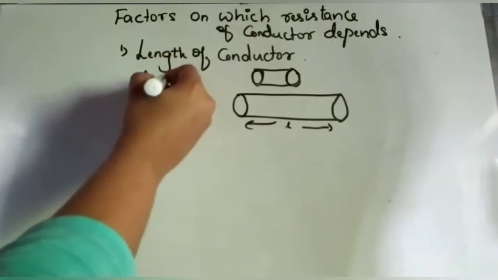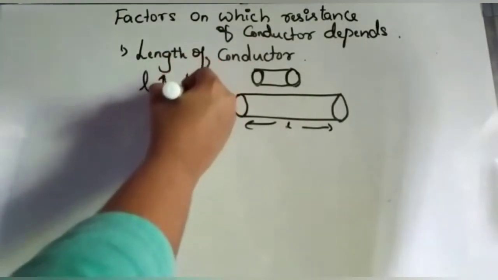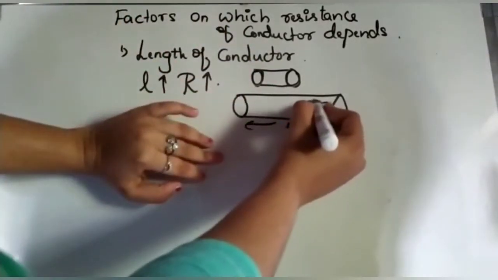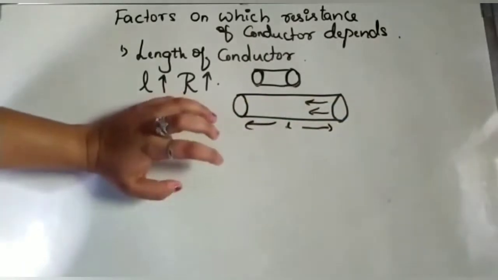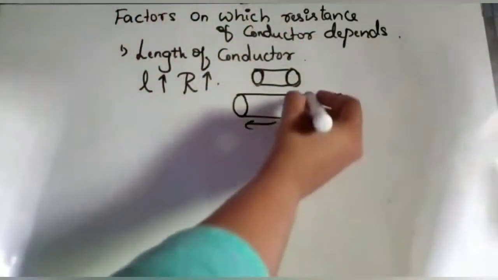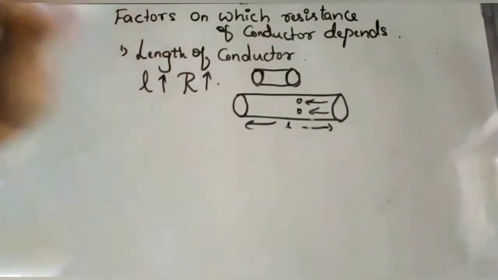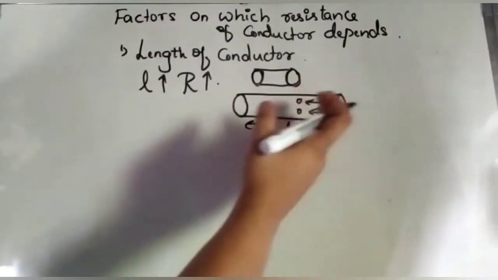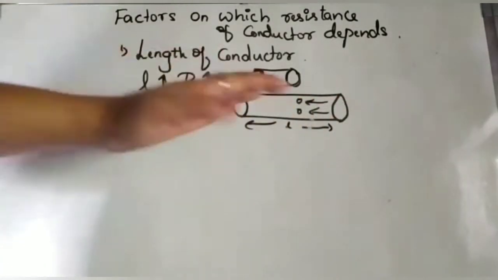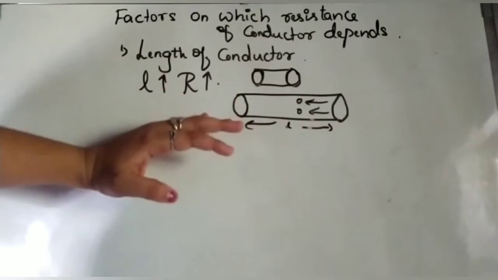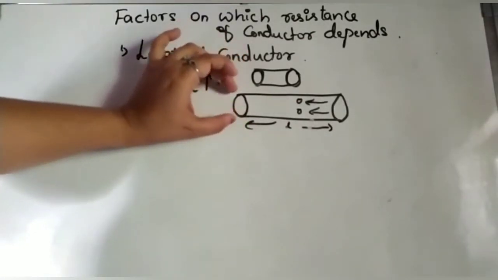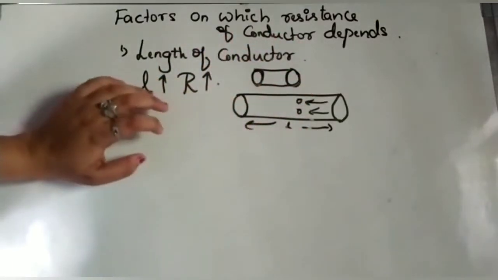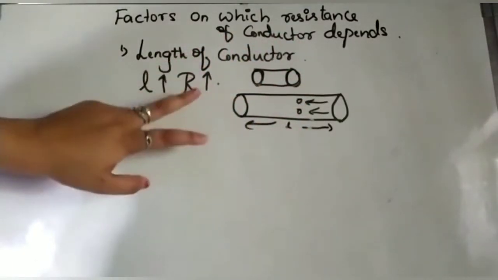When the length of the conductor is increased, resistance will also increase. The free electrons will be moving in this direction, and for the electrons to move, some resistance will be offered by the conductor. When the length has been increased, there will be a problem for the movement of these electrons, because they can't move easily. The width is the same, so when I increase the length of the conductor, resistance will also increase.